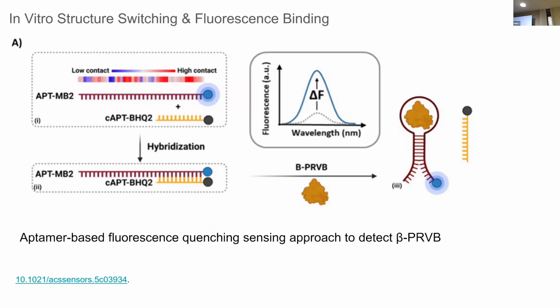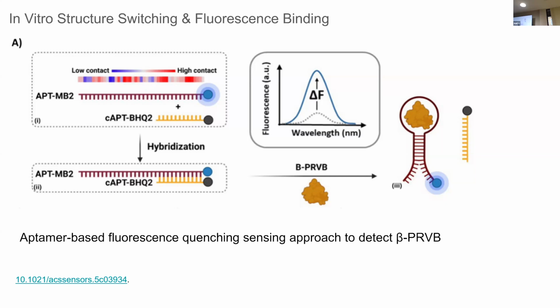So I think they tested all 30 aptamers, and they used a 13 nucleobase capture probe with a black hole quencher, and then they had methylene blue on the other side. And then when the beta parvalbumin bound, it did the structure switching, and the capture probe left, and then you get an increase in fluorescence.